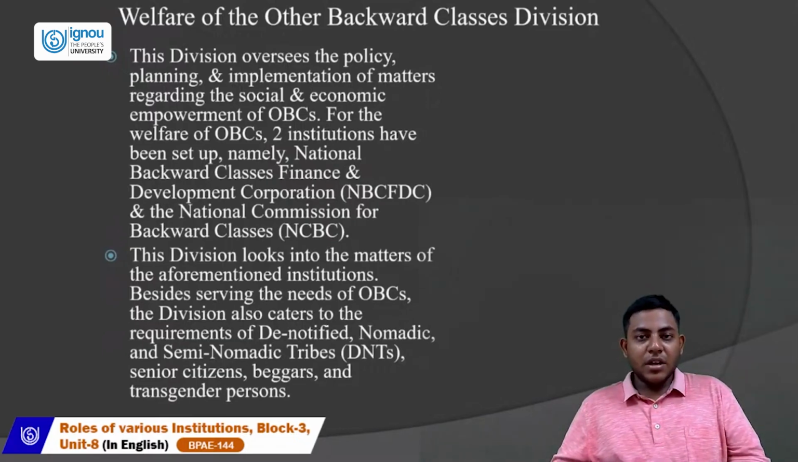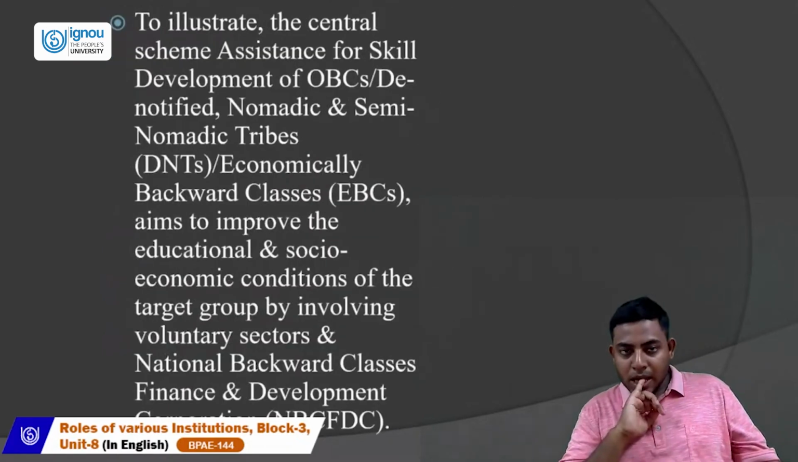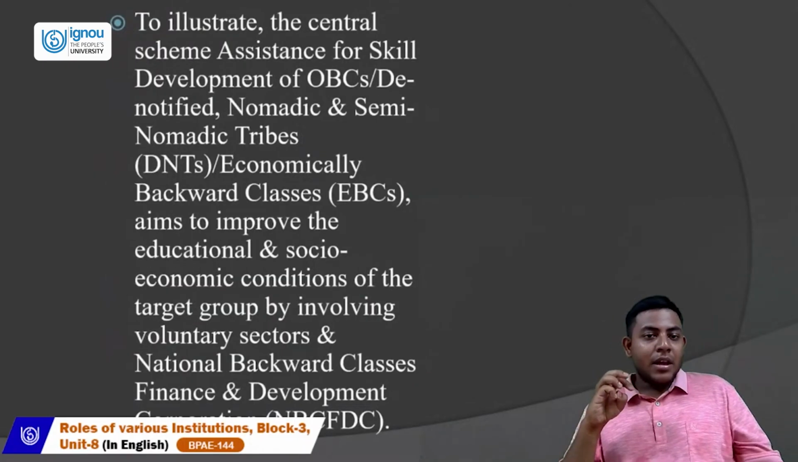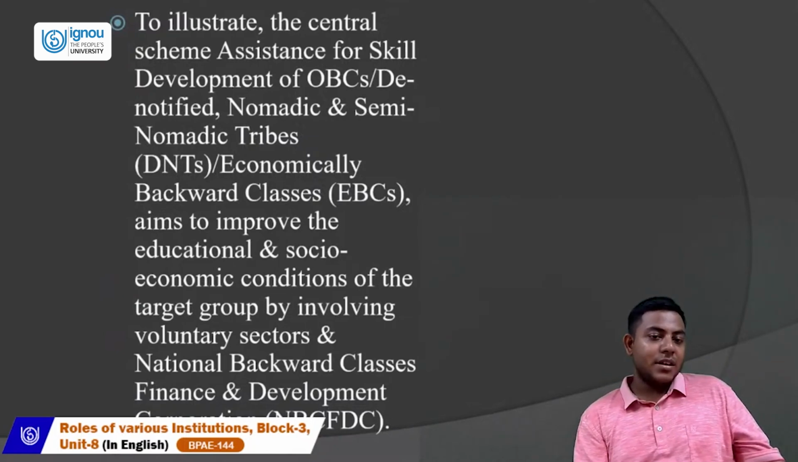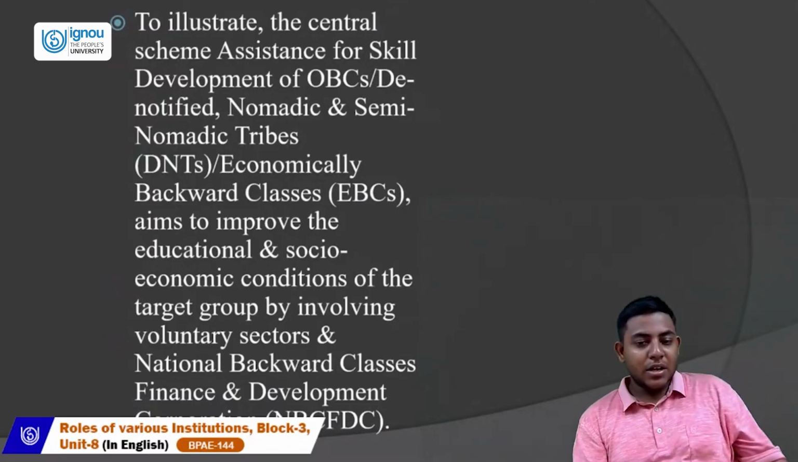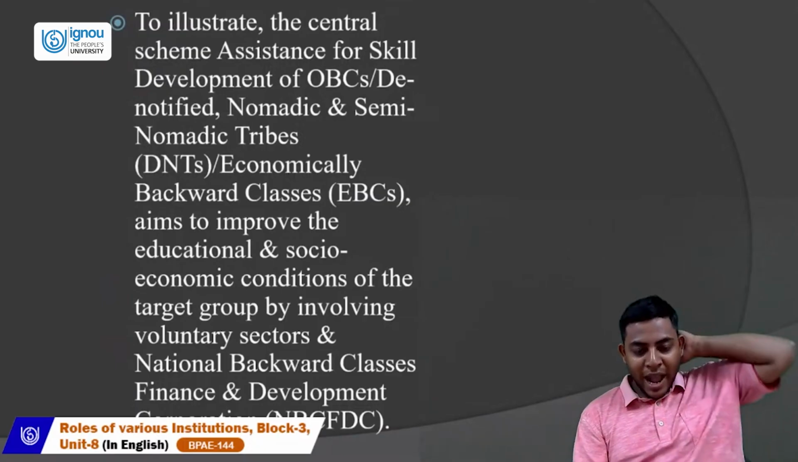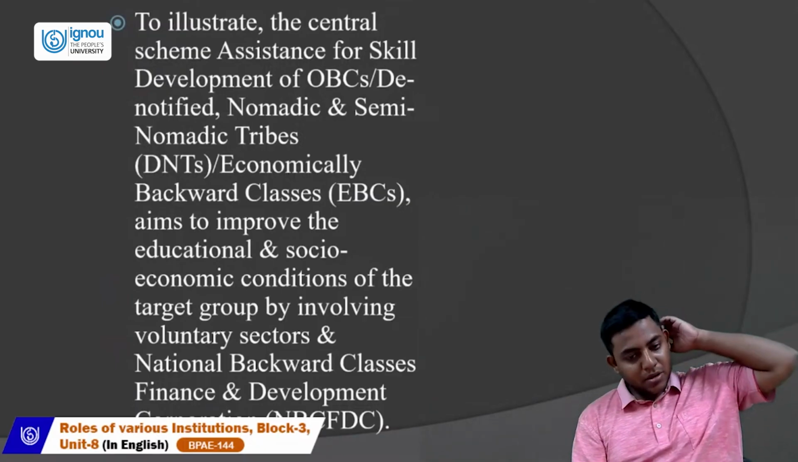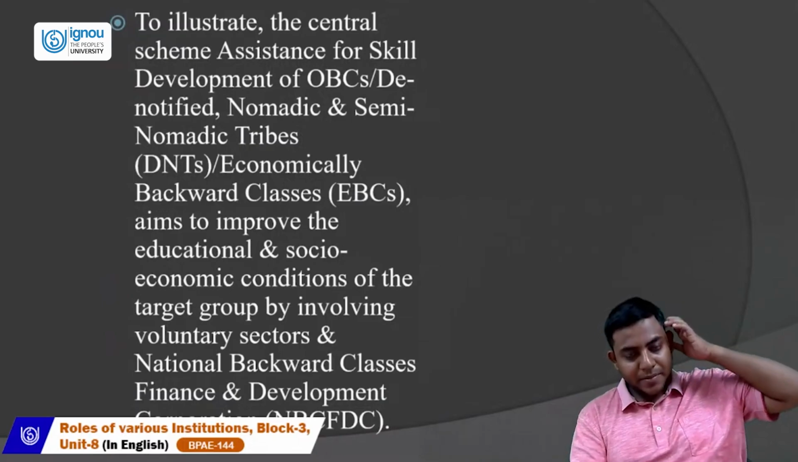Besides serving the needs of the other backward classes, the division also caters to the requirements of denotified, nomadic and semi-nomadic tribes, DNTs, senior citizens, beggars and transgender persons. To illustrate, the central scheme assistance for skill development of OBCs, DNTs and economically backward classes, EBCs, aims to improve the educational and socio-economic conditions of the target group by involving voluntary sectors and the National Backward Classes Finance and Development Corporation, that is the NBCFDC.